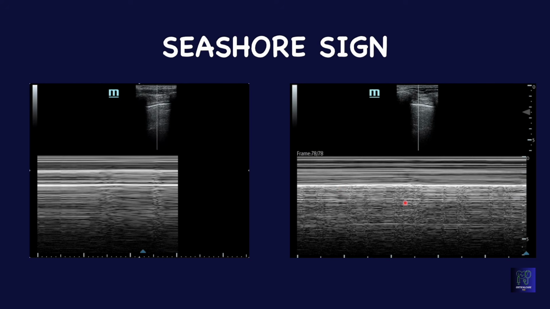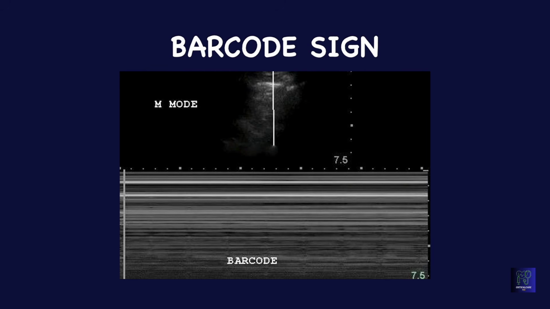So if you look at this part of the screen, you see a fine grainy sandy pattern. So everything above the pleural line, which corresponds to the chest wall, is going to appear static, whereas everything distal to the pleural line is going to have that fine grainy pattern. This is a normal finding. It is called Seashore sign because it kind of gives the appearance of sea here and a distinct shore here.